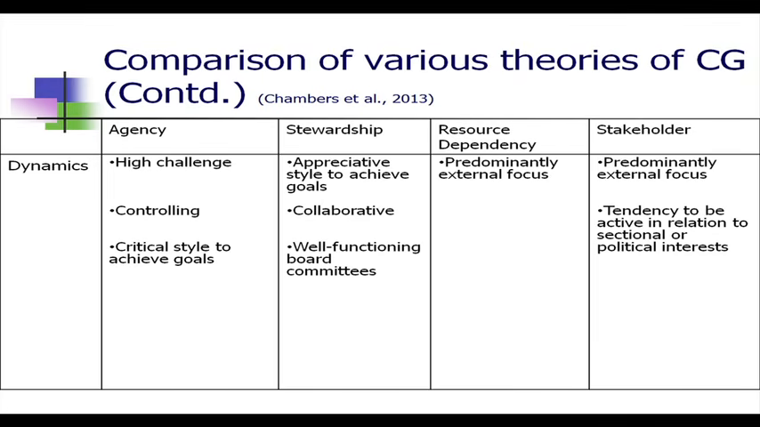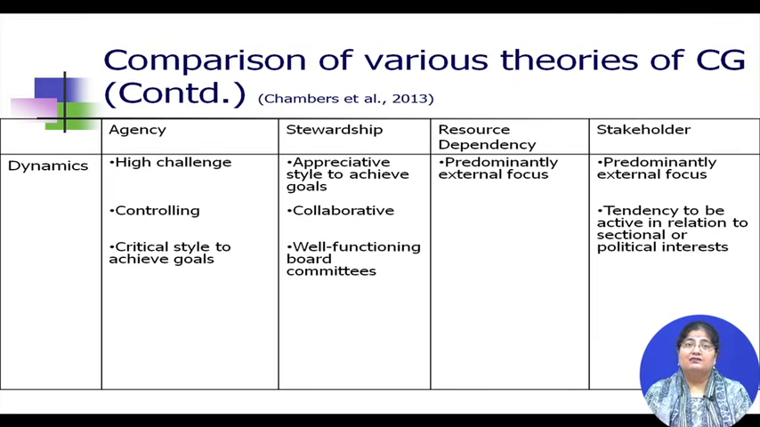Okay. As far as dynamics are concerned, if we look at corporate governance through the agency perspective, it is a high challenge type of task. Their job is to control, with a critical style of governance to achieve goals. They want to find out where things are going wrong so they can fix them. As far as stewardship is concerned, the style is appreciative to achieve goals. They are trying to be collaborative, and they have well functioning board committees, not very high challenge and not very laid back also.